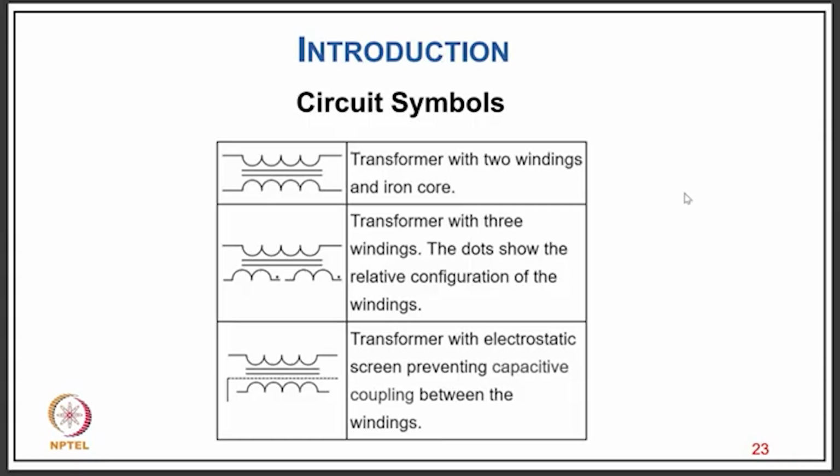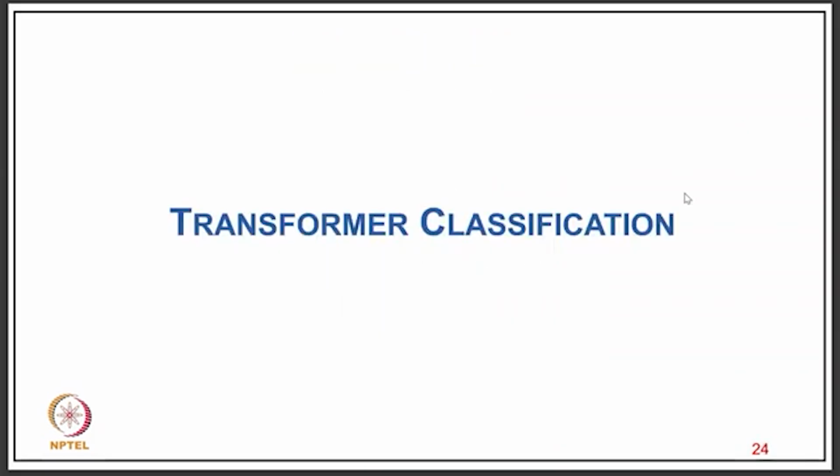So you typically have the circuit symbol for a transformer with two windings on a ferromagnetic core. Then you have a transformer with three windings, and the dot shows the relative configuration of the winding polarity, and a transformer with an electrostatic screen preventing the capacitive coupling between the windings. In many applications this is required to reduce it, and also in the case of an isolation transformer.